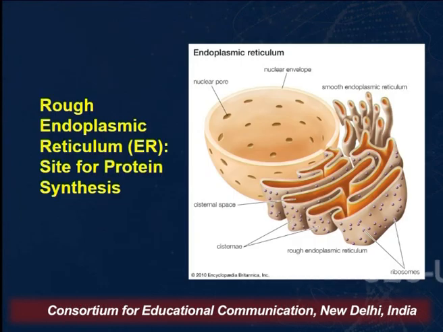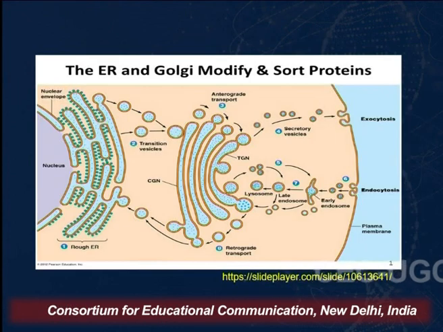Now the endoplasmic reticulum is referred to as the site for protein synthesis, because of the presence of ribosomes within it. If you see over here, the nucleus is shown, where the nuclear pores can be seen. Apart from that, there is the attachment of the endoplasmic reticulum to which the ribosomes are attached. This is called the rough endoplasmic reticulum. Now the ER and the Golgi are involved in the modification and the sorting of the proteins being synthesized on the rough endoplasmic reticulum.